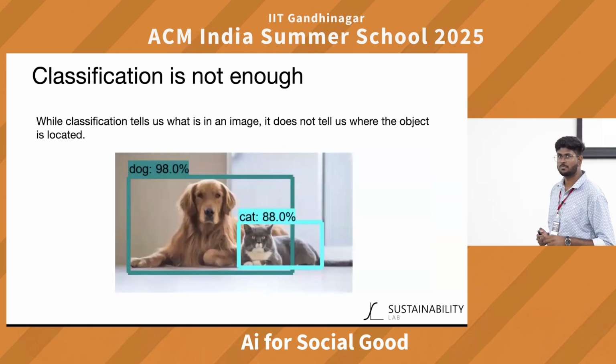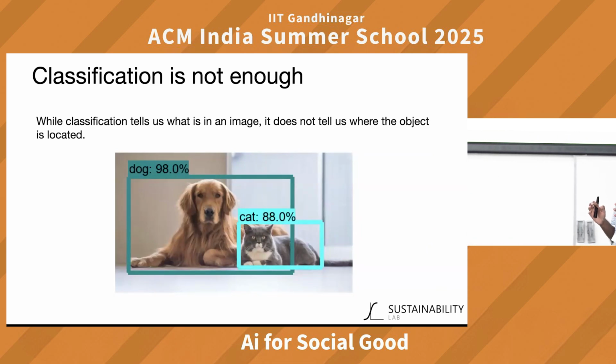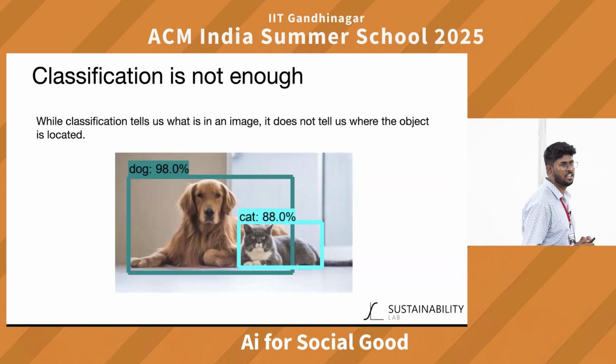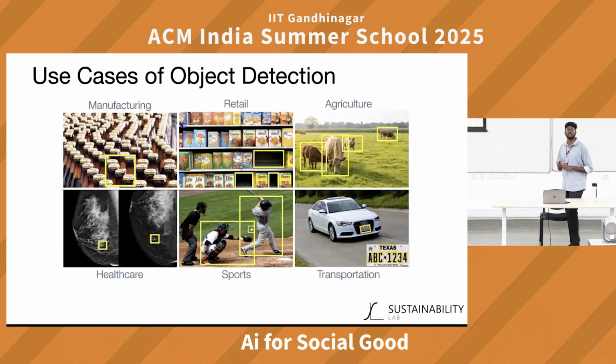Okay, okay. So that's the issue with the classification. Classification is not enough. Basically, classification tells you what an image has. It does not tell you where it is. So that's where object detection comes into play. You have to identify what the image has and also localize it, where it is. So basically something like this.